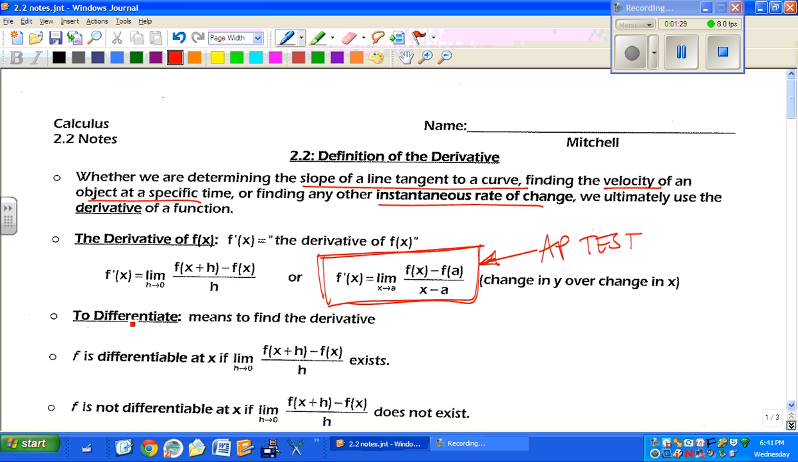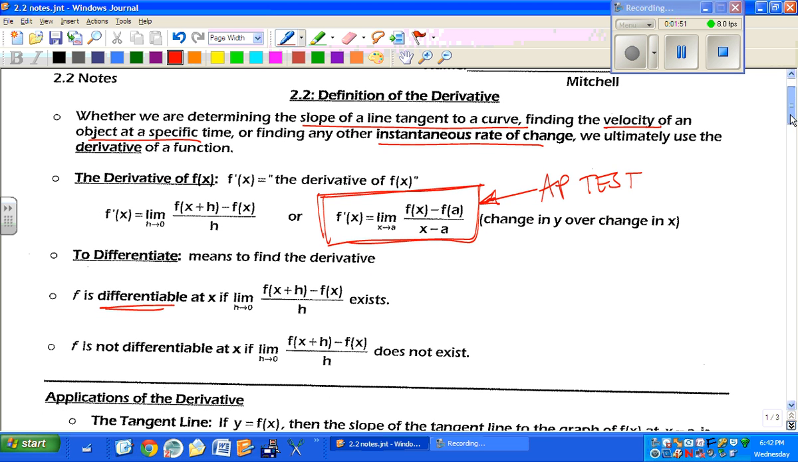To differentiate just means to find the derivative, right? To differentiate, that's the action of finding the derivative. Something is differentiable, we're describing a function as differentiable at x at a specific point if that limit of the difference quotient exists. So we can say it's differentiable. We can take the derivative at that point. So that means we can find the slope of the tangent line at that point. Or if we're talking about velocity, we can find the velocity at that point.